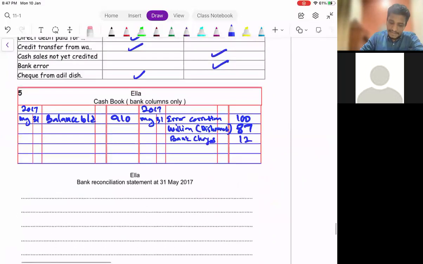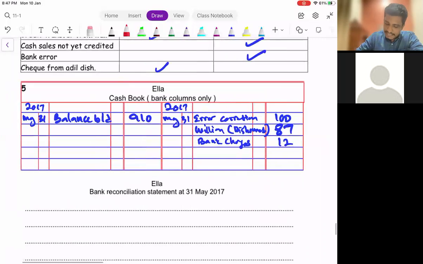We can balance this up. How to balance up? You see which side is bigger. I feel the debit side is bigger. 910 minus 100 minus 87 minus 12. I get 711. Can I stop here? No, you need to label it balance c/d. This is my balance c/d.